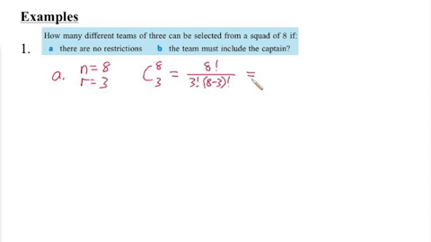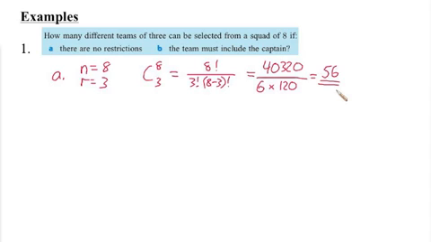If you want to take the time to do this in an expanded form, 8 times 7 times 6 times 5, you'll notice that 8 factorial is 40,320. 3 factorial is again 6, and 5 factorial is again 120. If you simplify this, you'll see that there are 56 different combinations of 3 people selected from 8.